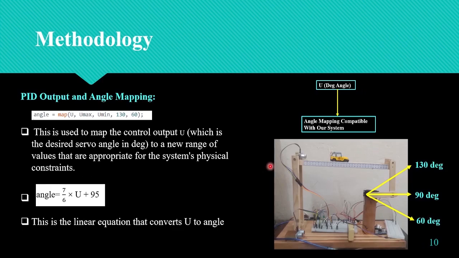Now, U degree is mapped to a new range of values that are appropriate for the system's physical constraints. The equilibrium position of the servo corresponds to an angle of 90 degrees. To move the car to the leftmost position, the servo angle needs to adjust to 130 degrees, while to move the car to the rightmost position, the servo needs to adjust to 60 degrees. So we need to map U degree to this range. We use the map function for this purpose. The map function performs a linear transformation. Doing the calculation, we get the equation for this linear transformation, which is given by this.